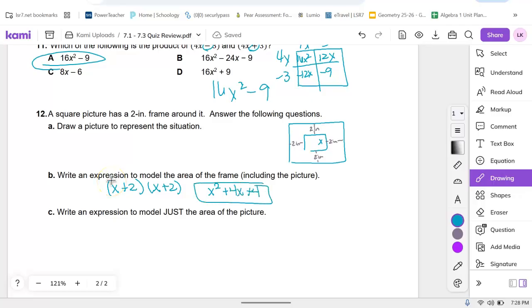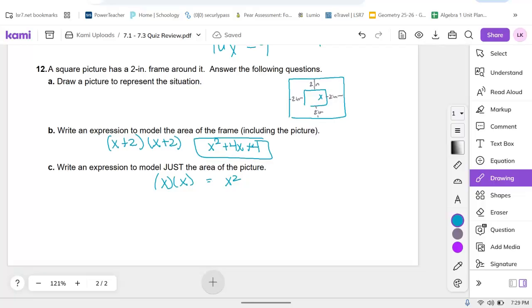Write an expression to model just the area of the picture. That would be x times x, which is x squared. Now yours also has a question D, and it says to write an expression of just the frame. So for that, you're just going to have x squared plus 4x plus 4 minus the picture, which is x squared. So x squared minus x squared is just 0x squared, so I have 4x plus 4. And that was number D on yours.